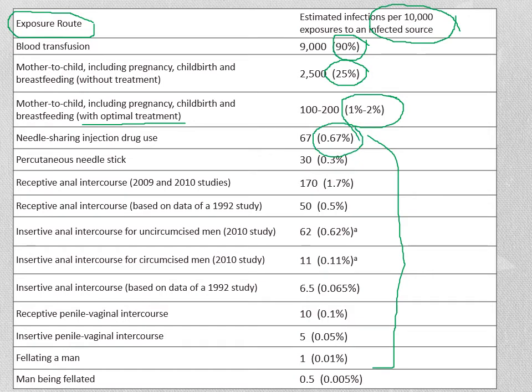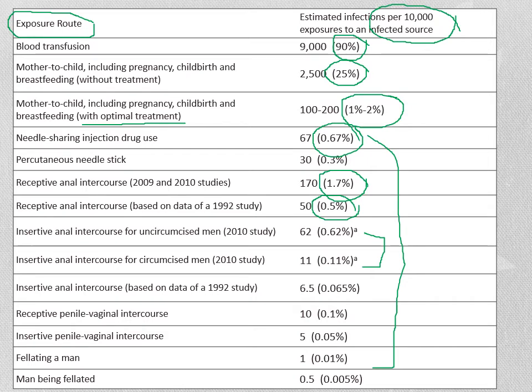Here's anal receptive intercourse, so being the receptive partner, the partner whose anus is being penetrated. The risk in this particular study was slightly less than 2%. This other study, it was only 0.5%. If you are the insertive partner here, your risk is somewhere from 0.1 to 0.6% per act, right? And of course that adds up over time statistically.